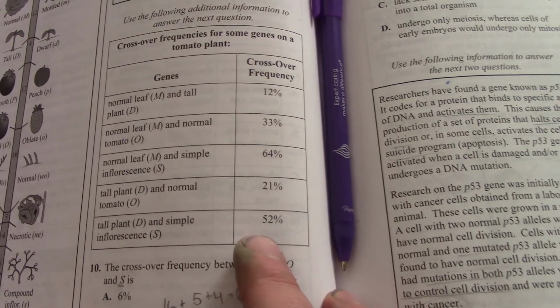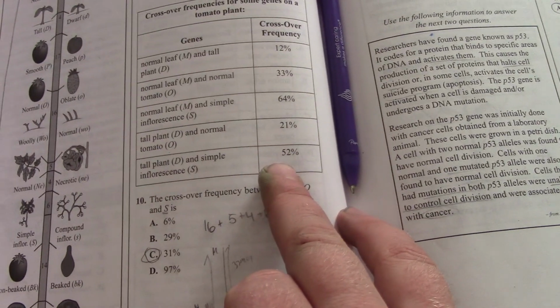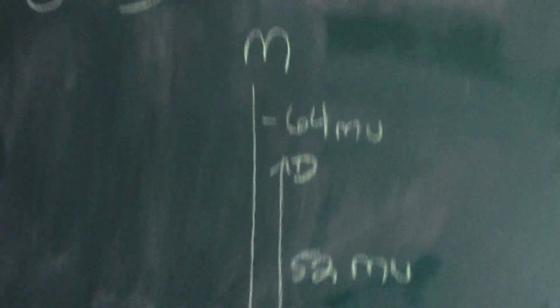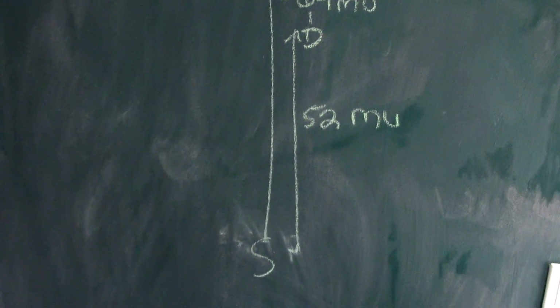D and S. Okay, so D is 52 map units away from S. So I go from S to D. So D will be closer to M, and this is 52 map units. Okay. So I know that the distance between M and D is 12 then, right? Because I just subtract the difference. All right, so I know S is on an end.